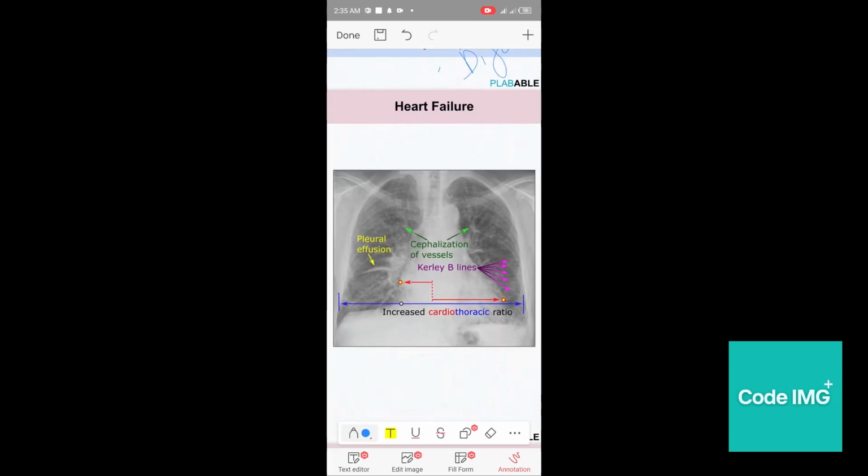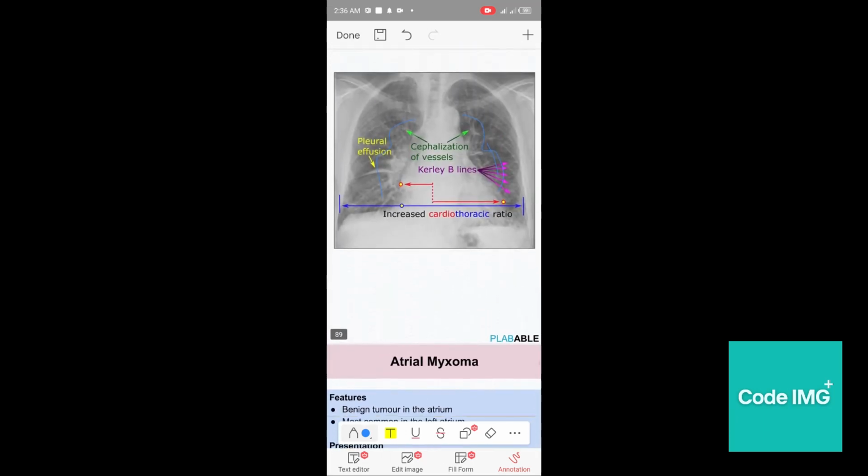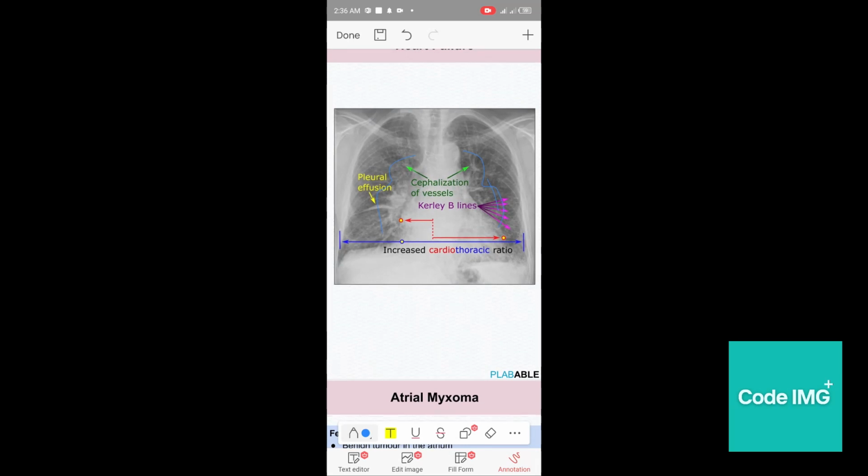So in X-ray, what you're going to find is a bat wing appearance. You must have heard of that thing, bat wing appearance. Also prominent upper lobe vessels, curly B lines. So that's about the heart failure.